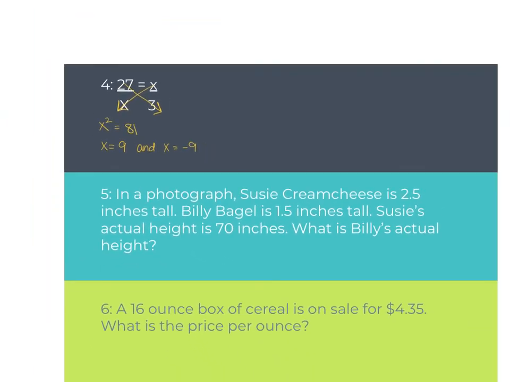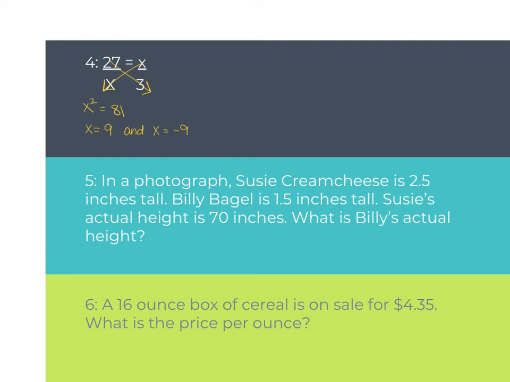All right, then I get a word problem, and I'm told, hey, in a picture, Susie Cream Cheese is 2.5 inches tall, Billy Bagel is 1.5 inches tall, her actual height is 70 inches. We want to know Billy's actual height. So I'm going to set up a ratio of Susie Cream Cheese's picture to Billy Bagel's picture. That will equal Susie's actual height, 70, to Billy's actual height. Now I can do the fish hook thing where I do 70 times 1.5 divided by 2.5. And I get, and that's hard to see, Billy's height is exactly 42.